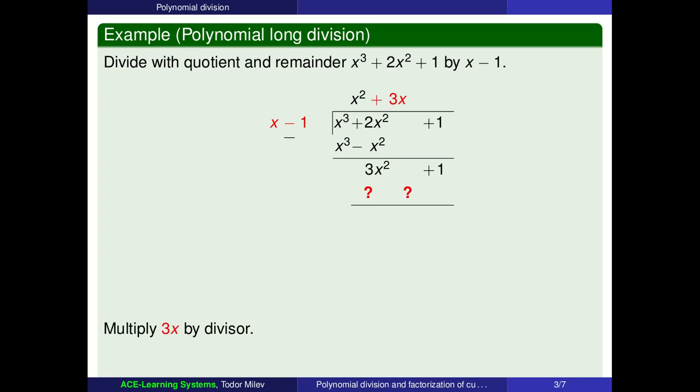Alright, next step. The newly obtained 3x is multiplied by the divisor x minus 1. And the result is, I'm sure you guessed it correctly, 3x squared minus 3x.